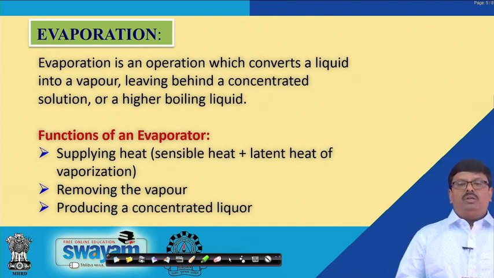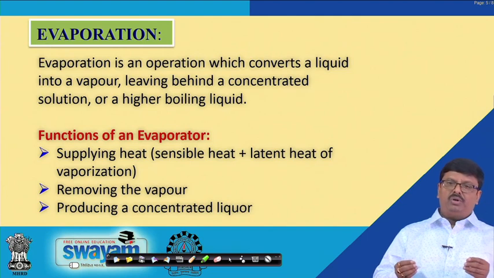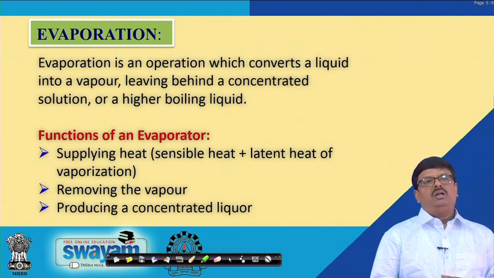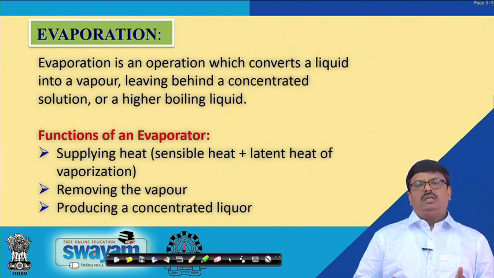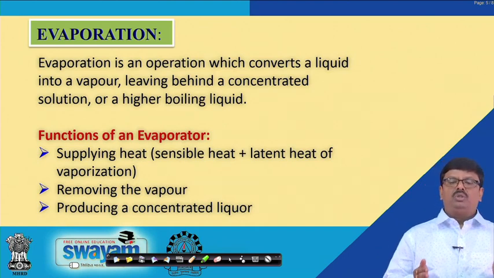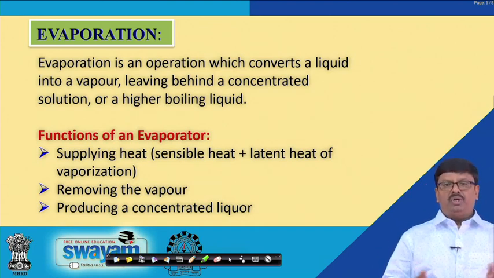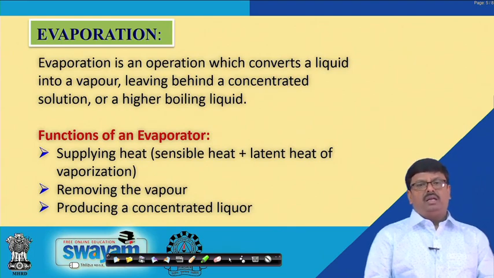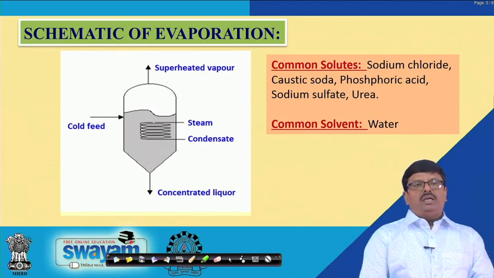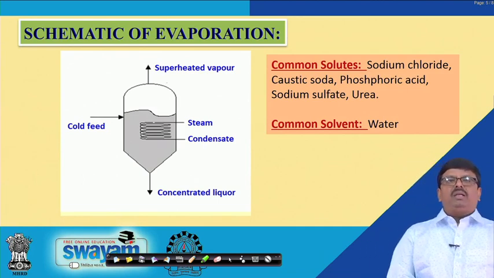And vapor removal is very important, because the vapor of this liquid has to be taken care of continuously when the evaporation process takes place and produces a concentrated liquor. The concentrated liquor is our main product, the desired product, that will be produced by this evaporator. So, these are the basic functions of an evaporator.